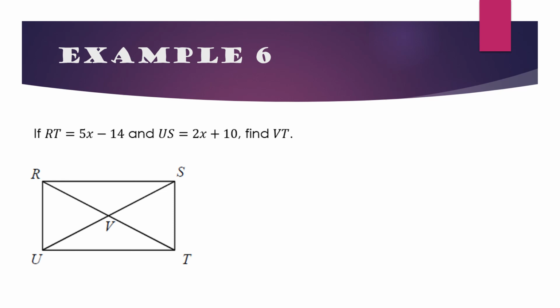Right, and the last rectangle problem we're going to look at, we are told RT is 5x minus 14. RT is that diagonal. We're also told US, which is the other diagonal, is 2x plus 10. And we're looking for VT, so we're looking just for this piece right here. So in order to find VT, I need to know the length of the diagonal, and then I can cut it in half. We do know that the diagonals are congruent in a rectangle, so we are going to set 5x minus 14 equal to 2x plus 10.